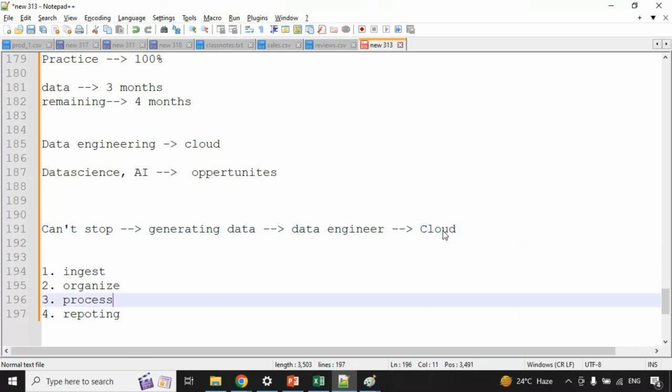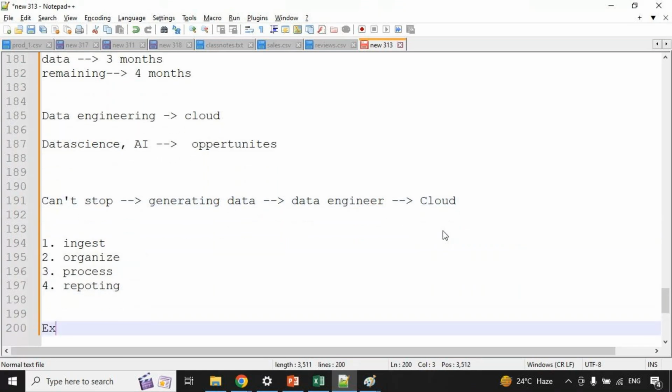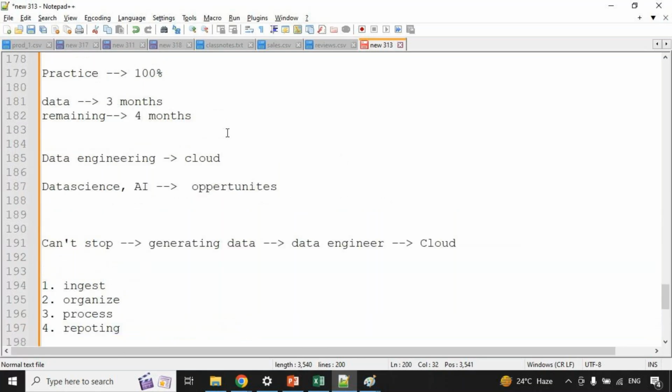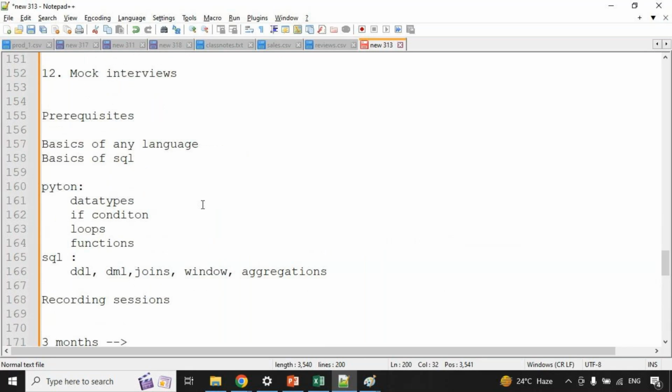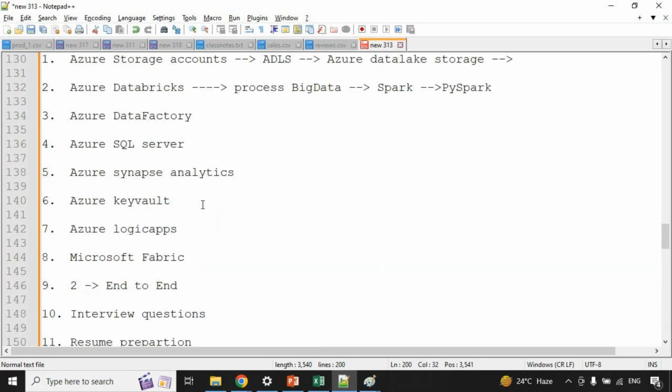Guys, whatever your existing background, forget about your background, guys. Whatever your existing background, forget about it. If you concentrate on these 3 months, whatever I'm saying, that is more than fine, because this is my 54th batch. This is not the first or second. And that too, this much course content, very rarely you will get, guys.